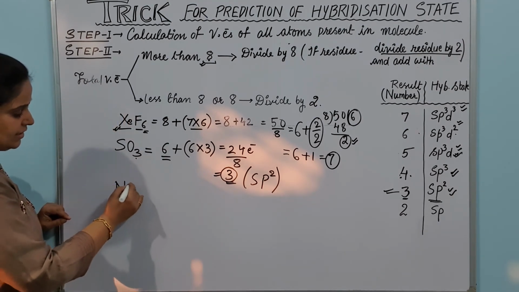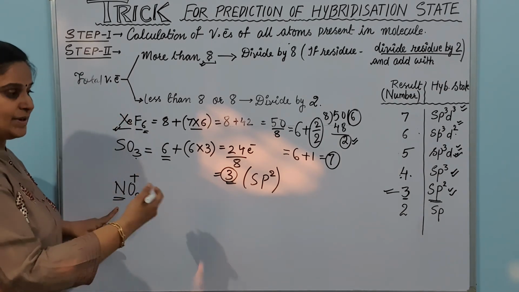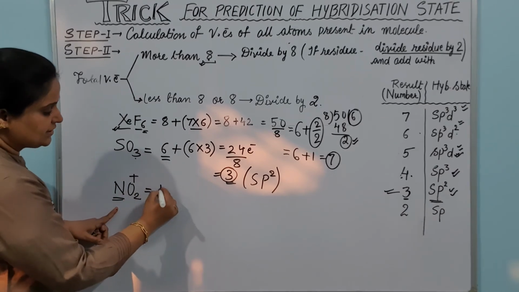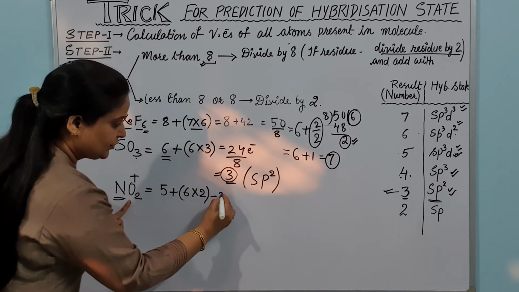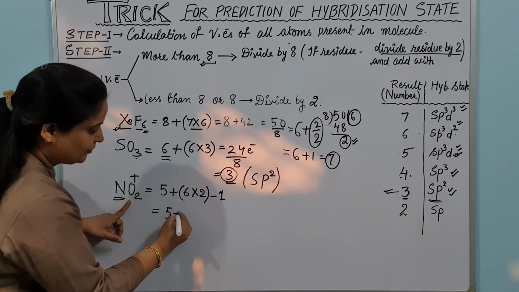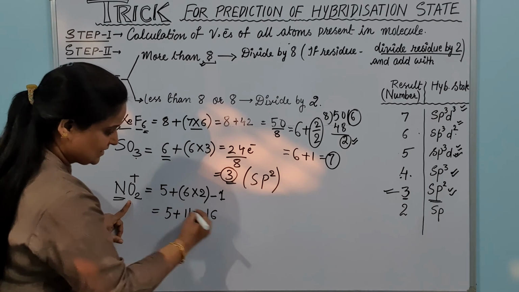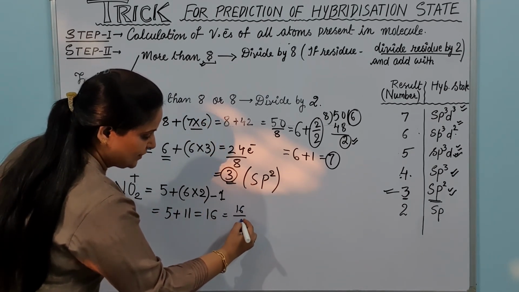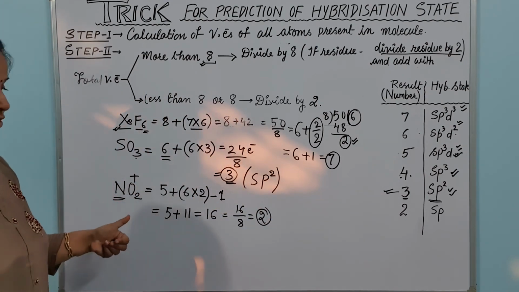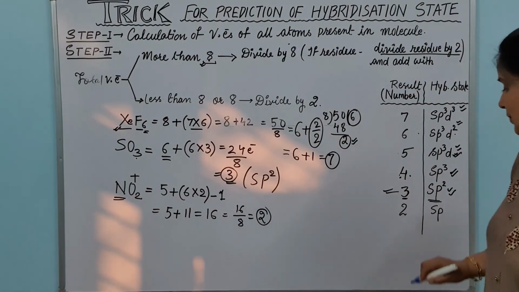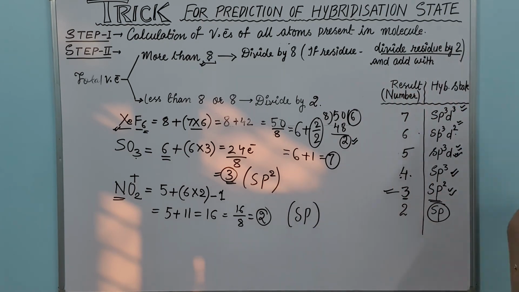Same way, I can take one more example. The last one is NO2 plus, and in this species we can calculate the hybridization state of nitrogen. Nitrogen is 5, oxygen is 6, 2 oxygens are there, 1 electron is removed. So total number of electrons 5 plus 12 minus 1. So this becomes 16, and the answer becomes 16 divided by 8, and this is 2, and 2 means that the hybridization state of nitrogen in NO2 plus is sp. So I can write down the hybridization state as sp.